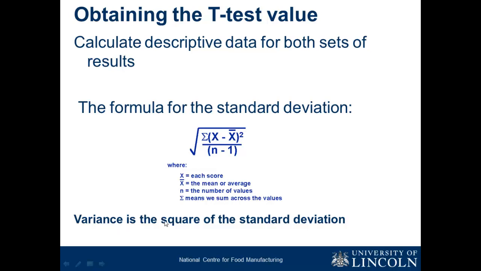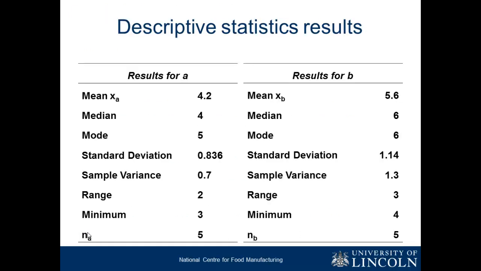Your variance is the square of your standard deviation. It's that simple. So if your standard deviation is 2, your variance is going to be what? 4. And if your standard deviation equals 3, your variance is going to be 9. Now, this is the descriptive statistic result for that data.